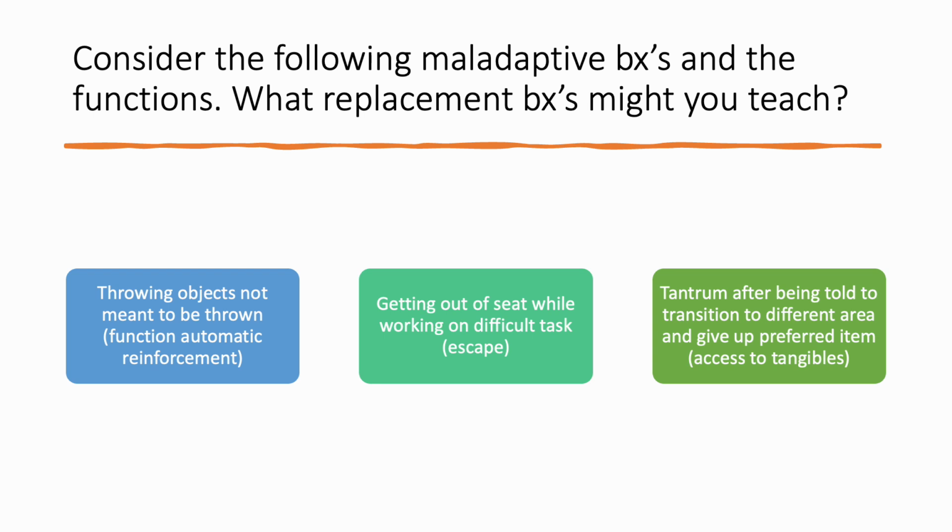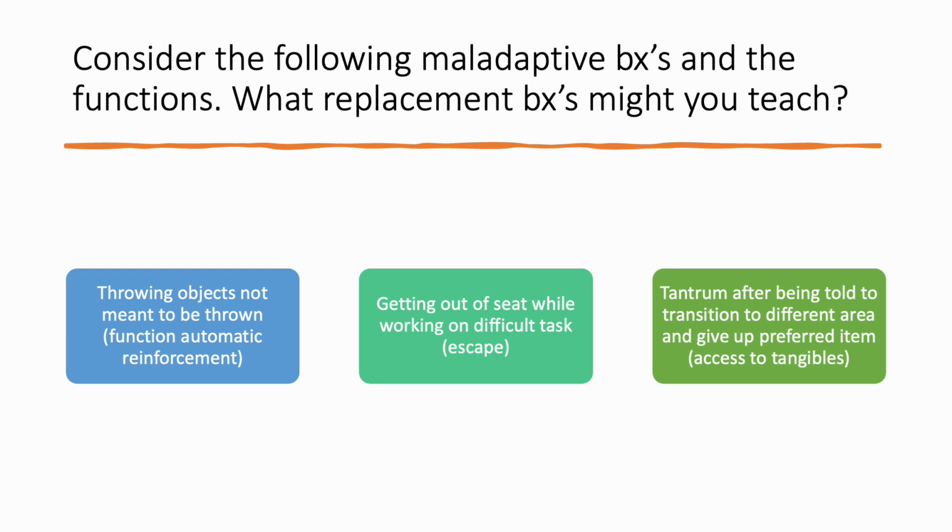Okay, so now that we've talked a little bit about differential reinforcement of alternative behaviors, I want you to do a little exercise where you consider the following problem behaviors and their function, and then you tell me what replacement behaviors you might teach for these specific problem behaviors, okay? And remember, you have to select an alternative behavior that's appropriate and desirable, one that can be reinforced at a very high magnitude and very frequently, so that we can displace the amount of reinforcement that they're receiving for the maladaptive behavior.